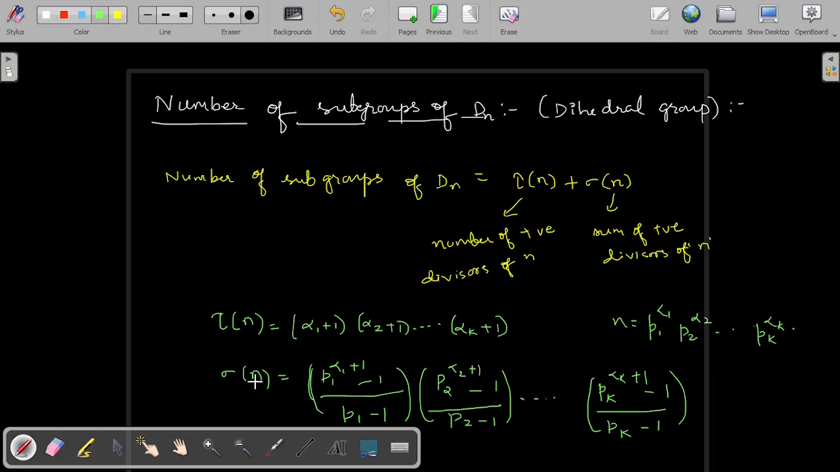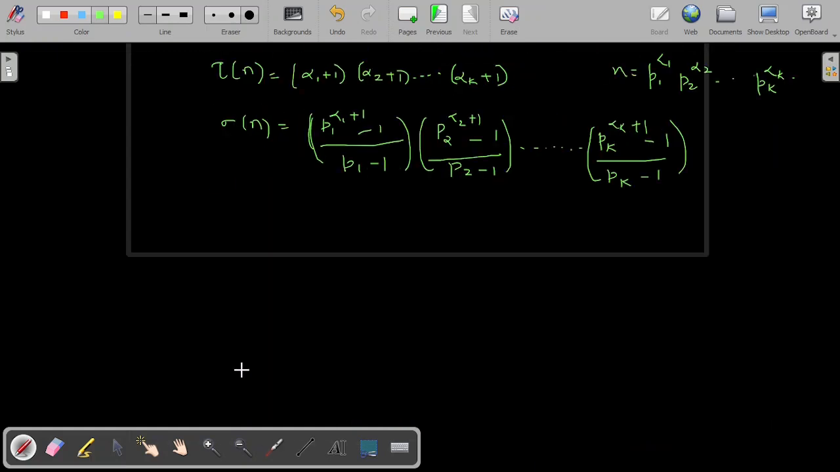Continue like this. Sigma of n is given by the formula (p1^(alpha1 plus 1) minus 1) divided by (p1 minus 1), add 1 to the power, minus 1. This minus 1 is not in the power. It is multiplied everywhere: (p2^(alpha2 plus 1) minus 1) by (p2 minus 1), and so on up to the last one. This is the formula to find the number of positive divisors of n and the sum of positive divisors of n. Let us take one example.